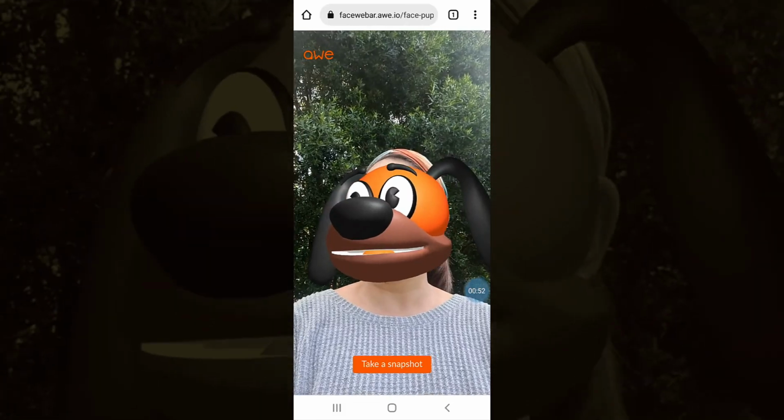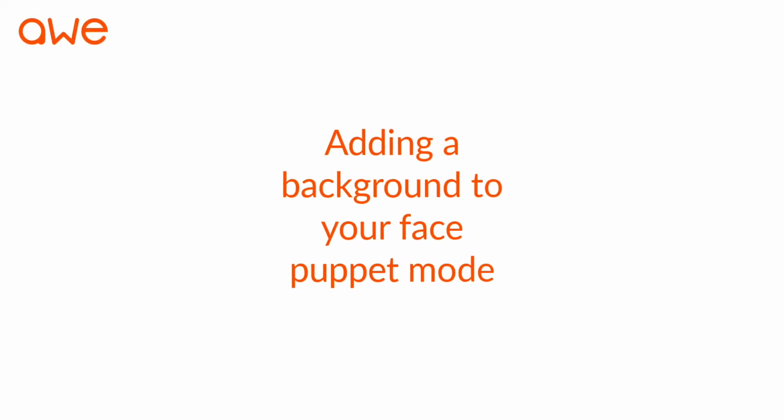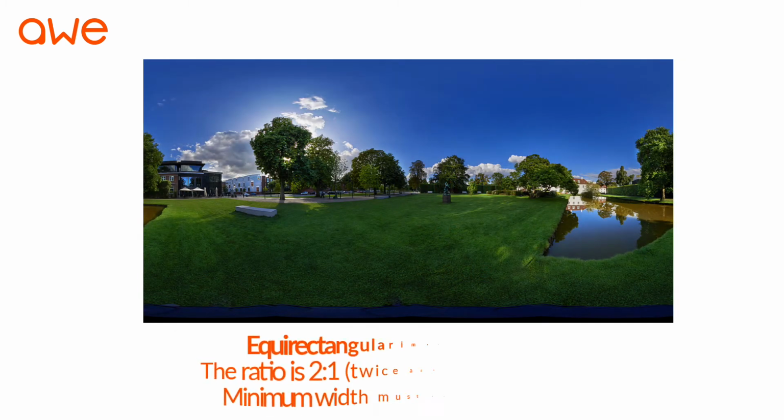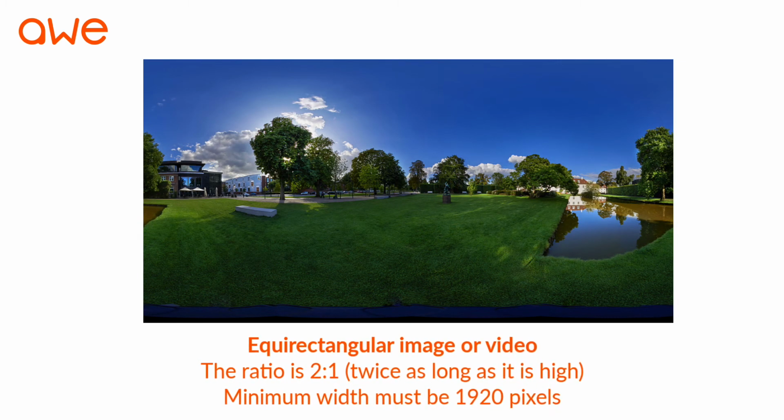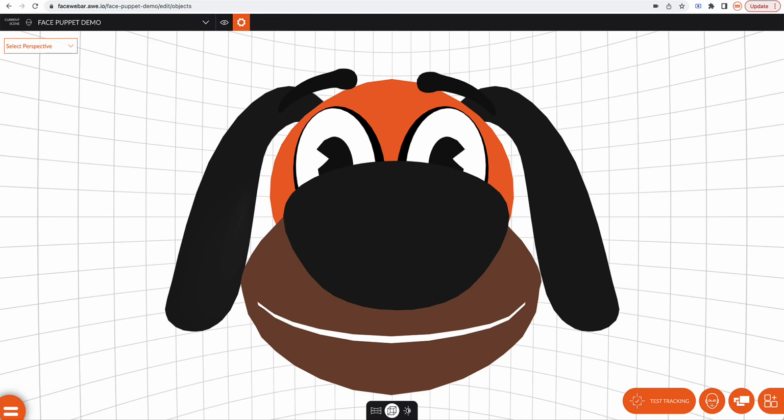Let's move on and replace our real-world camera background with a 360-degree image or video background. For this demo, we're going to pop a 360-degree image in the background, but you can also use a 360-degree video. You need to ensure it's equirectangular, meaning it has a ratio of 2:1. It is twice as wide as it is tall. And also ensure it's at least 1920 pixels wide. You can find out more on adding 360-degree images and videos in our Help Center.